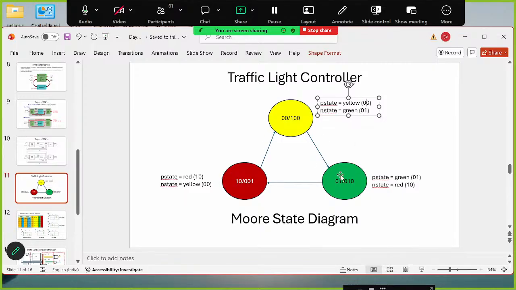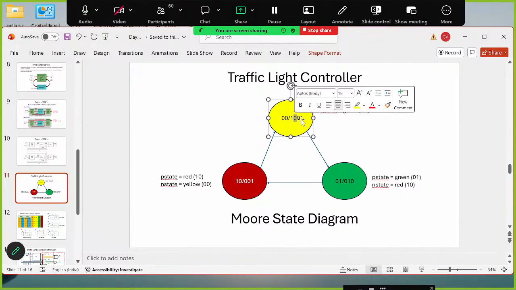And what should be the upcoming state? The next state would be green, represented by 0, 1. Is it clear? If it is at a present state, what should be the output? Let's say there are 3 bits for representing the output: one for the yellow light, another for the green light, and another for the red light. So when it is at the yellow state, the yellow light is on, the green light is off, as well as your red light is off.